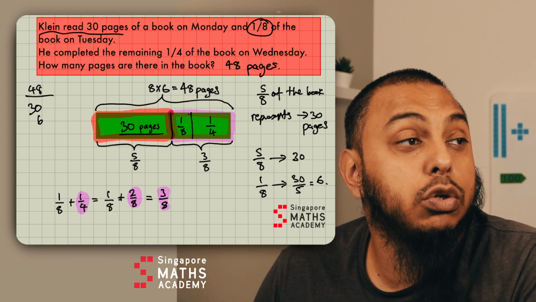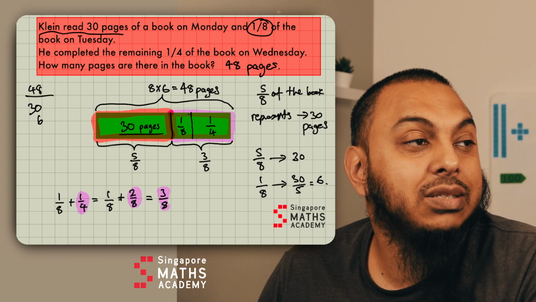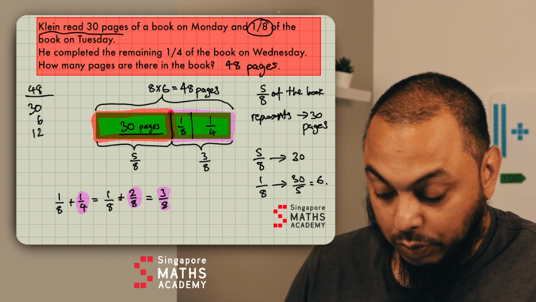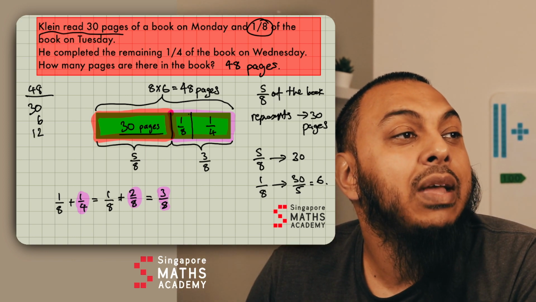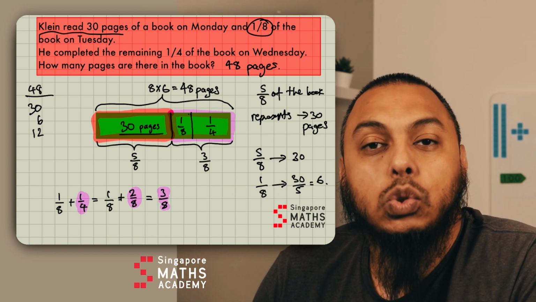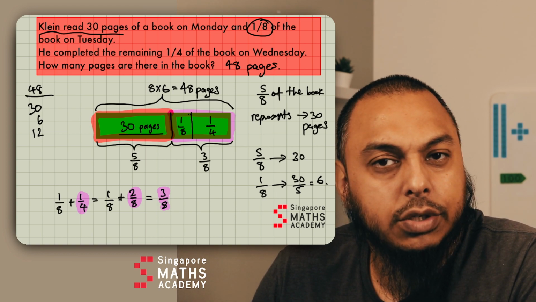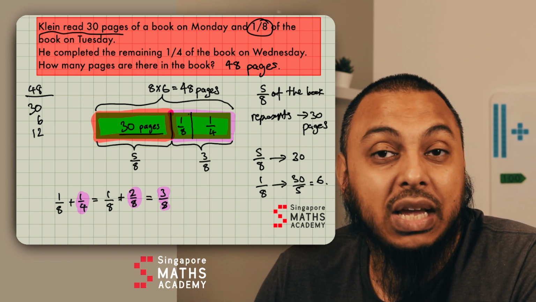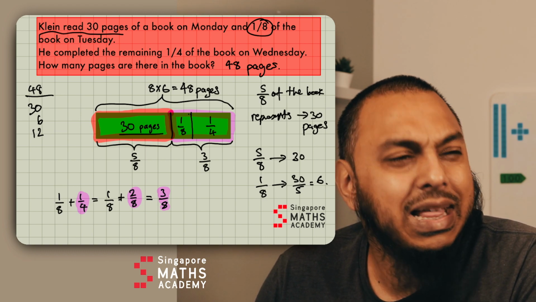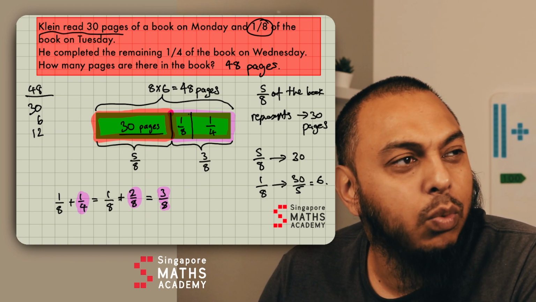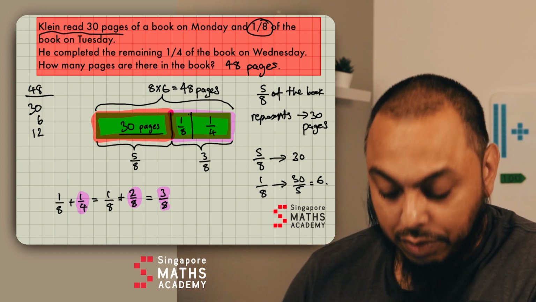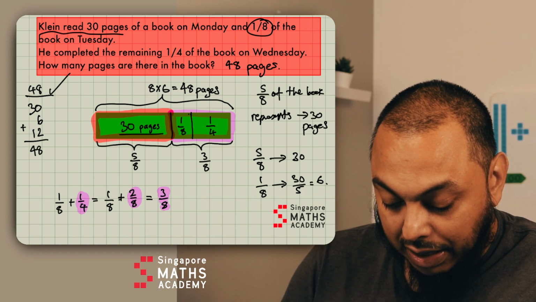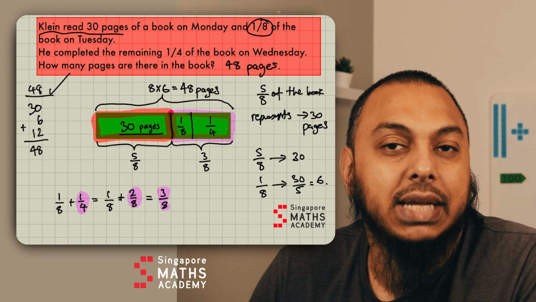Then he read 1/4 of the book. 1/4 of 48 is going to be 12, and so he read 12 pages on Wednesday. 30 pages on Monday, 6 pages on Tuesday, and 12 pages on Wednesday. So far, so good. How do I know I'm right then? 30 add 6 add 12 should make 48 if I'm right, because that's the total number of pages. And 30 add 6 add 12 is 48 when I add that together. And so yeah, 48 pages makes a lot of sense.